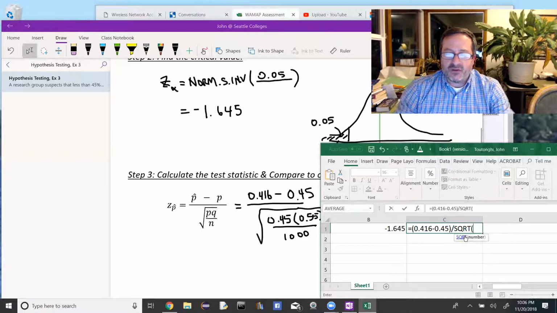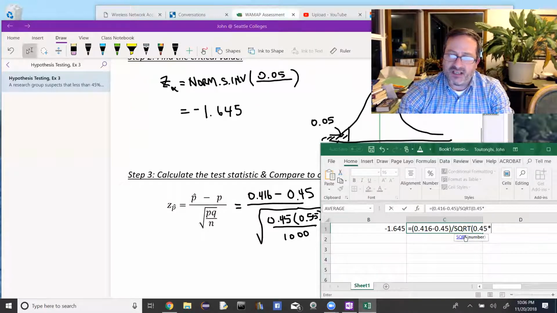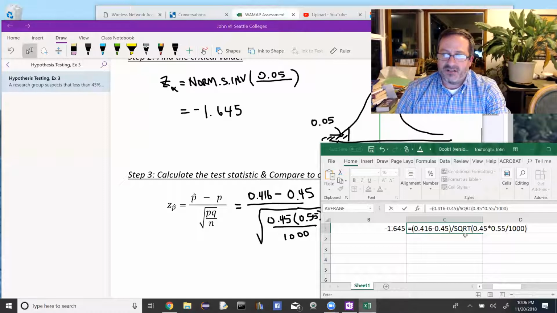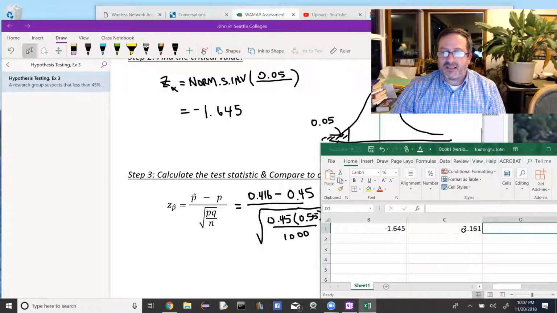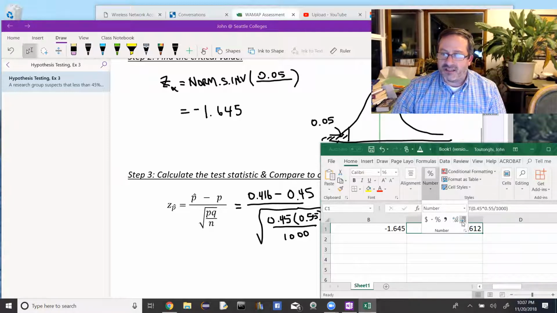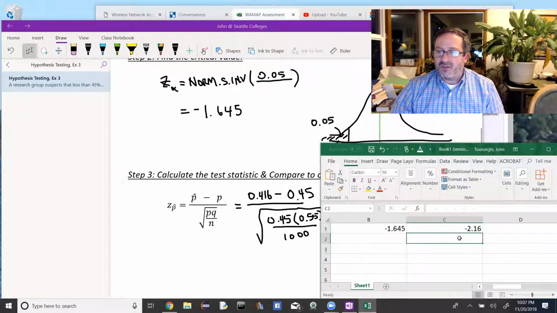This will capture the whole denominator. So I don't actually need any parentheses downstairs because I'm going to go 0.45 times 0.55. It will do that multiplication first, and then it will divide by n, 1,000. So I can enter it all in at one time, tab out of there, and then that's not a special value, so I would normally round that to 2 decimal places. Negative 2.16 is my test statistic.